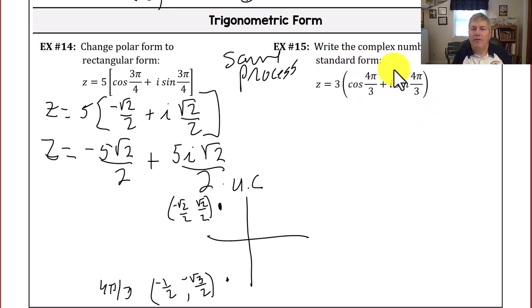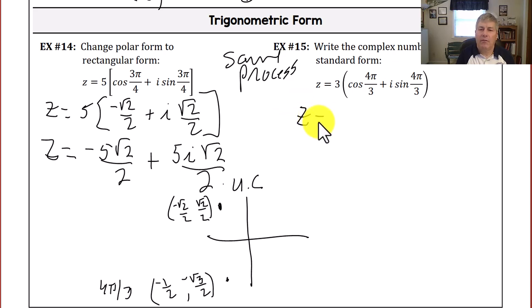In problem 15, our process is the same. We're going to write the complex number in standard form. We just have a different location here. Cosine of 4 pi over 3, i sine 4 pi over 3. Again, on our unit circle, I did fill in the unit circle for the 3 pi over 4. But 4 pi over 3 is going to be down here in the third quadrant, where our cosine is negative 1/2 and our sine is negative square root of 3 over 2.